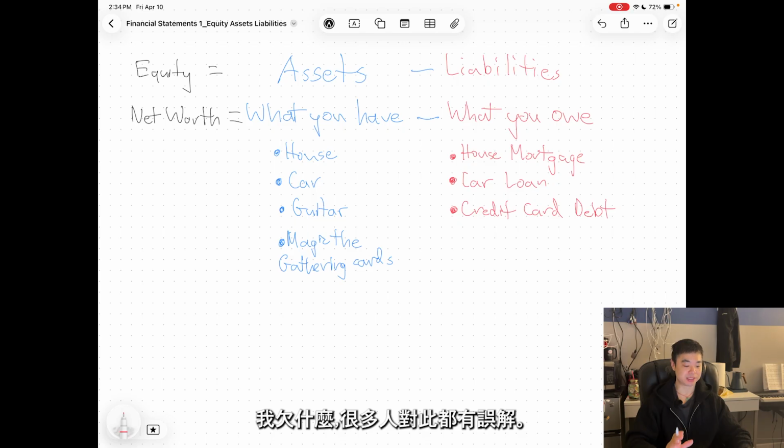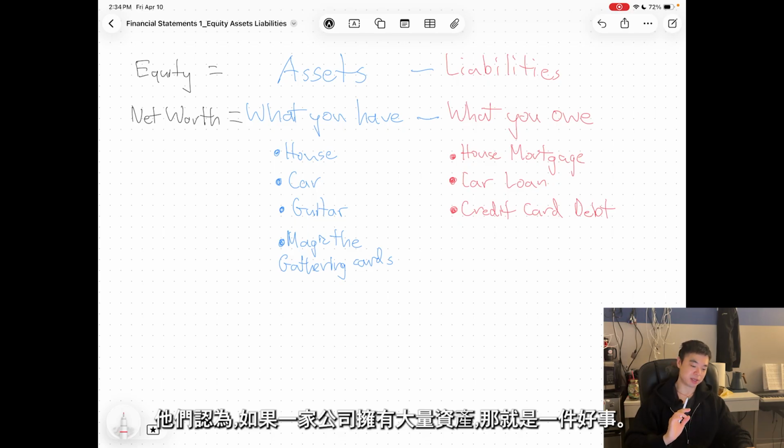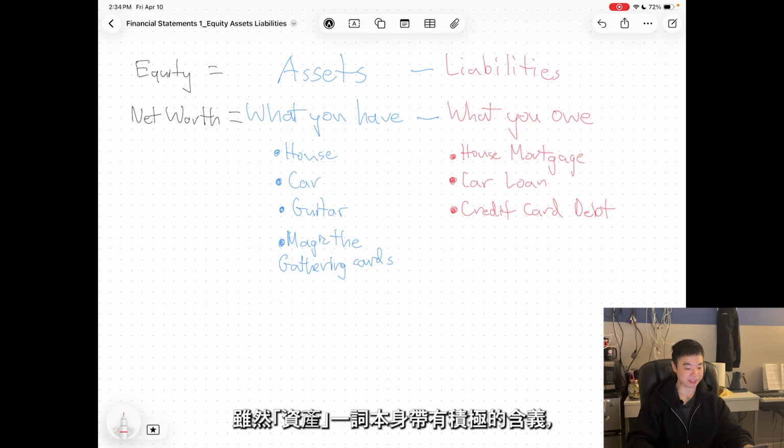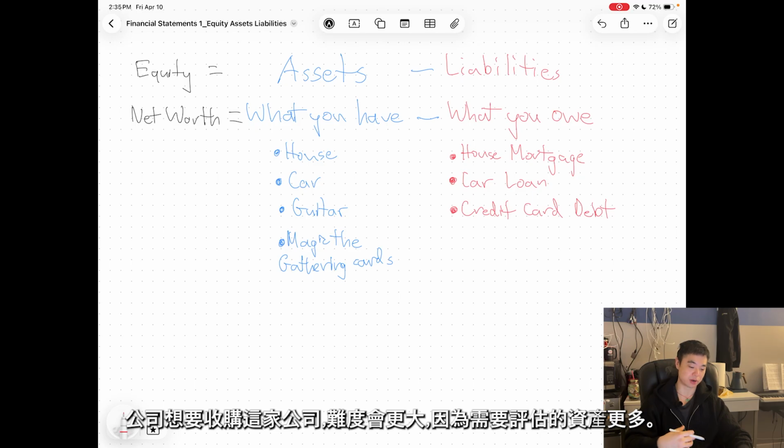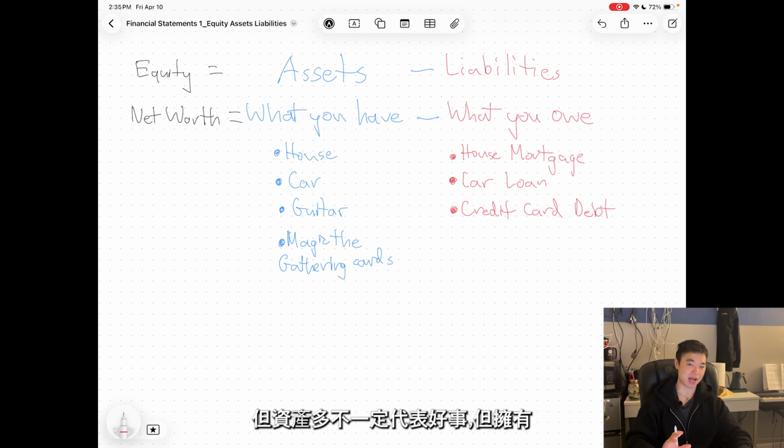A lot of people make the mistake of thinking that if there are a lot of assets, then that's a good thing. Not necessarily. Even though assets has a positive connotation in terms of the word, it doesn't necessarily mean it's a good thing for a company to have a lot of assets. It does mean something in terms of if another company wants to acquire this company, it's harder because there's a lot more in terms of assets for evaluation. But having a lot of assets doesn't necessarily mean a good thing. But having a lot of equity almost always means a good thing.